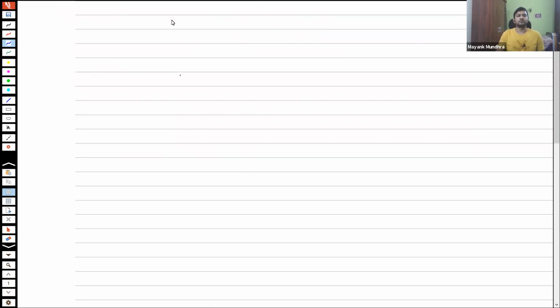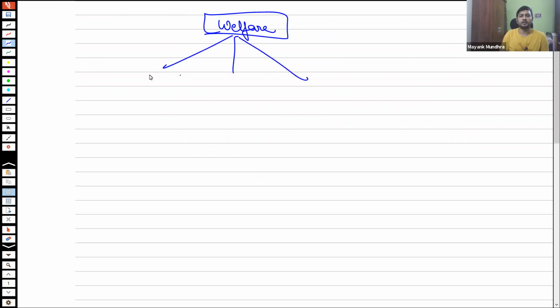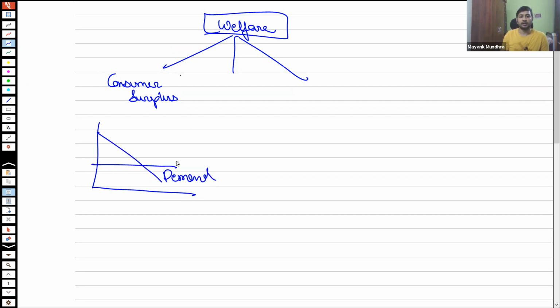Okay, so just to give a recap on welfare, welfare has three components in it. The first component is consumer surplus. Suppose you have some demand function, and this is the price which consumers pay, and this is the quantity which consumers buy. If these are your variables, then this area will represent your consumer surplus.